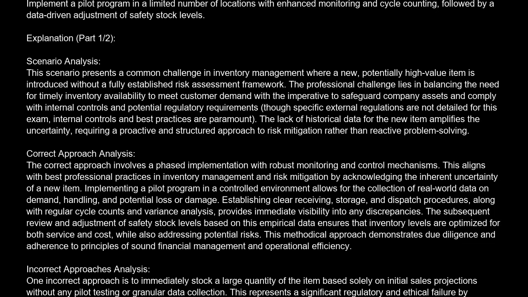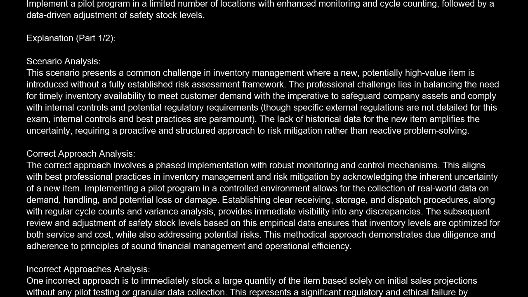The correct answer is C. Implement a pilot program in a limited number of locations with enhanced monitoring and cycle counting, followed by a data-driven adjustment of safety stock levels. Explanation. Scenario analysis. This scenario presents a common challenge in inventory management, where a new, potentially high-value item is introduced without a fully established risk assessment framework. The professional challenge lies in balancing the need for timely inventory availability to meet customer demand, with the imperative to safeguard company assets and comply with internal controls and potential regulatory requirements.